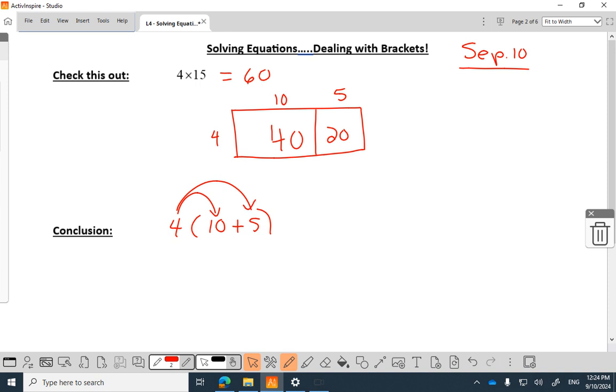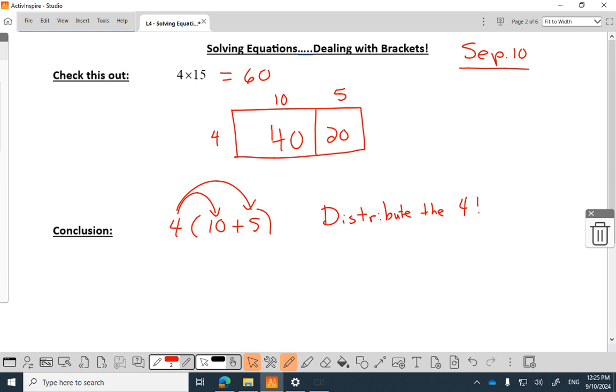Do you remember this last year? Teachers usually draw a lot of arrows to do this. Yeah? If you've got multiplication in front of brackets, and there's addition in there, you just have to do what's called distribute. So I distributed the 4.